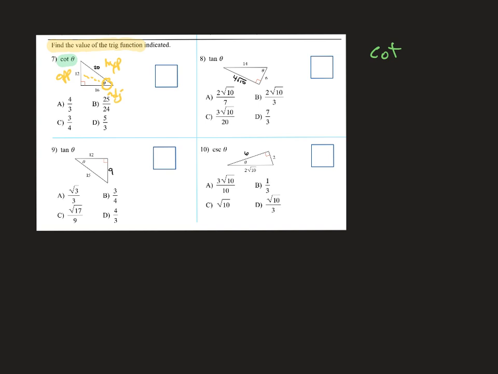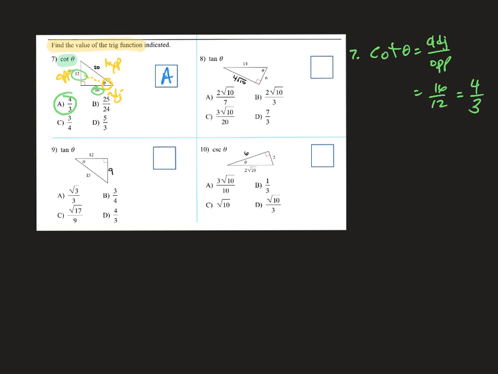cotangent of theta is the adjacent over the opposite. Cotangent is the reciprocal of tangent. So if tangent is opposite over adjacent, cotangent is adjacent over opposite. That means that I need to put the 16 over the 12. So for number 7, that'd be 16 over 12. That reduces to 4 over 3. And so the answer for this problem is letter A. I would be writing A in the box and bubbling in A on my sheet.